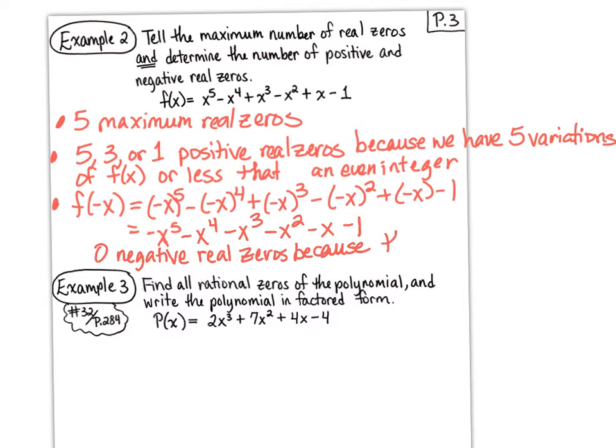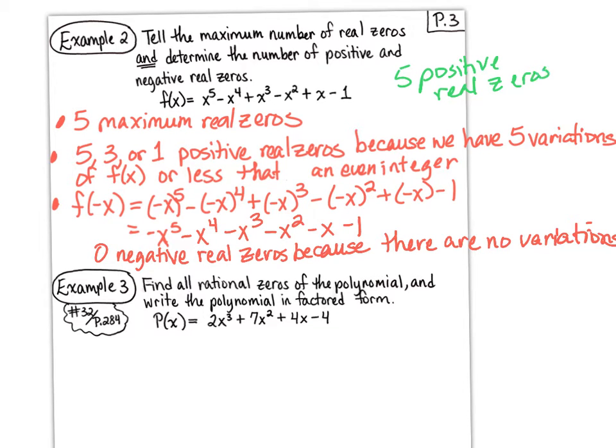Because there are no variations. So what you get here, you can tell me how many zeros you have and what kind. So what can you conclude from all of this? There's 5 positive zeros. You have 5 positive real zeros for f of x. Good.